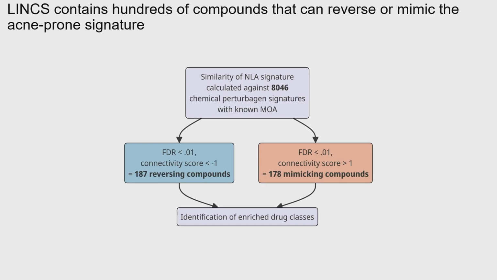So when we did this analysis, we limited the chemical perturbagen signatures to those from compounds with a known mechanism of action, and that resulted in around 8,000 compounds. After calculating the similarity between the non-lesional acne signatures and the chemical perturbagen signatures, we found 187 compounds that could reverse the non-lesional acne signature toward healthy controls, and 178 compounds that could basically mimic the non-lesional acne skin or shift the healthy control skin toward the non-lesional acne signature. And then we also looked for overrepresented drug classes amongst these results.